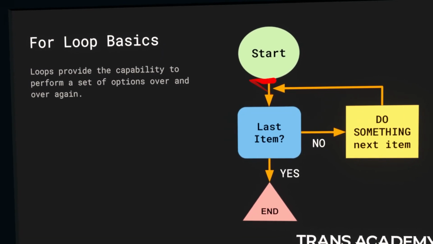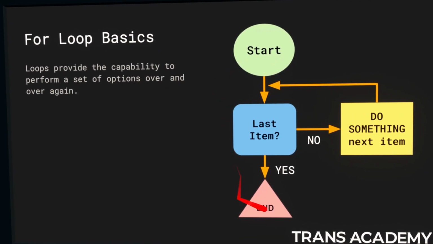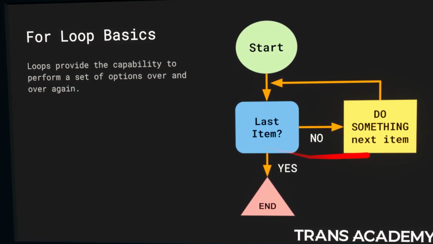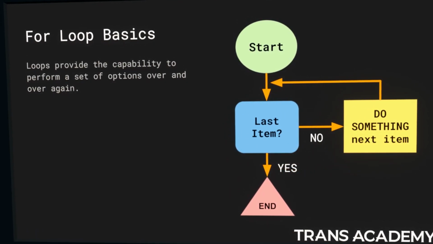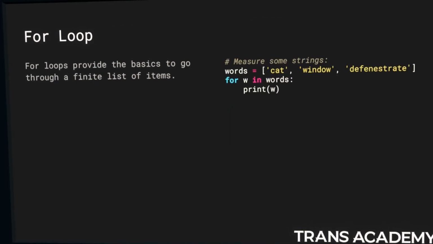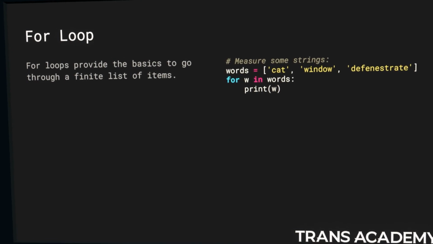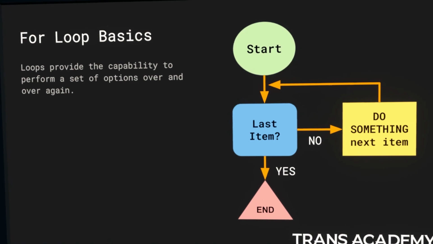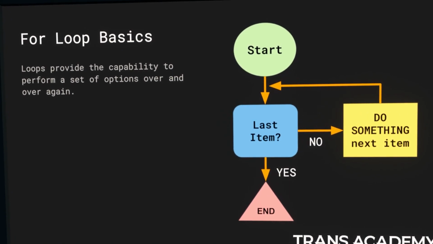So the way a for loop works is we start. If we're at the last item, then we end. Otherwise, we continue to loop around to the next item. Go for it. Pun intended. Looping back to if, else, and elif.